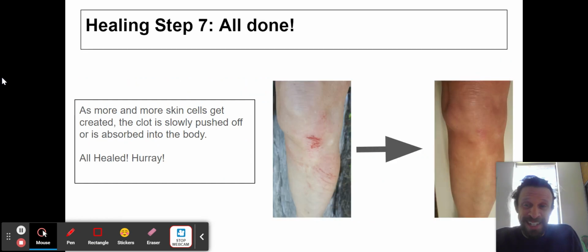And then that's kind of it. Then you're all healed. Once all those cells have replicated and the gap where the cut was is filled, you've got new skin, you've got new bone, you've got fresh nerves. That's the healing process. And then you're healed.